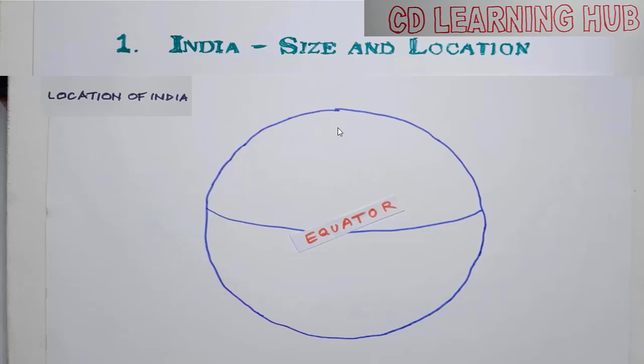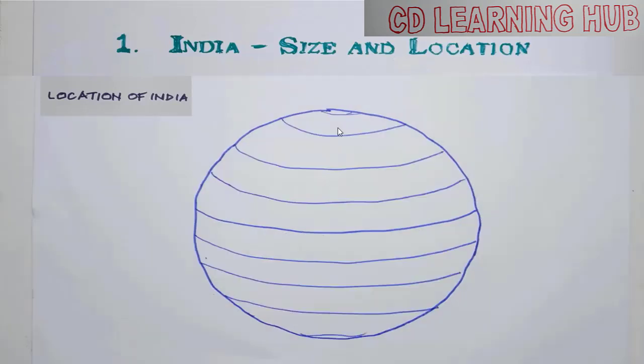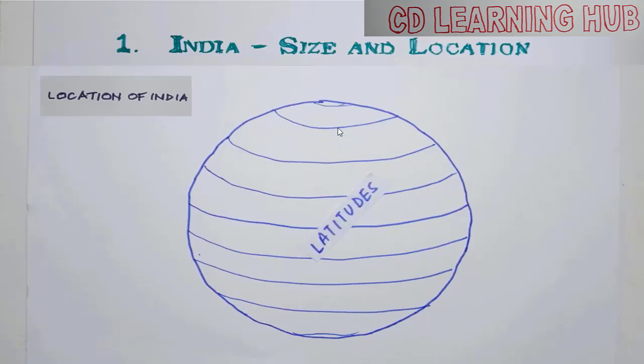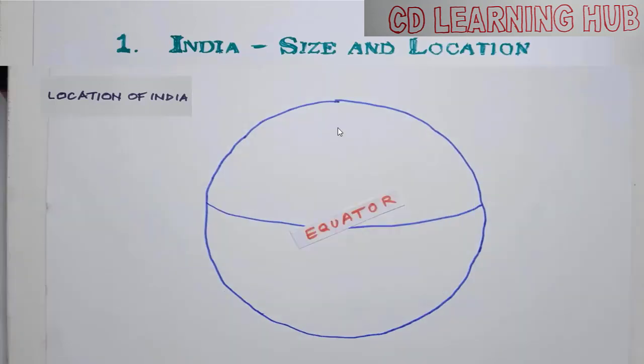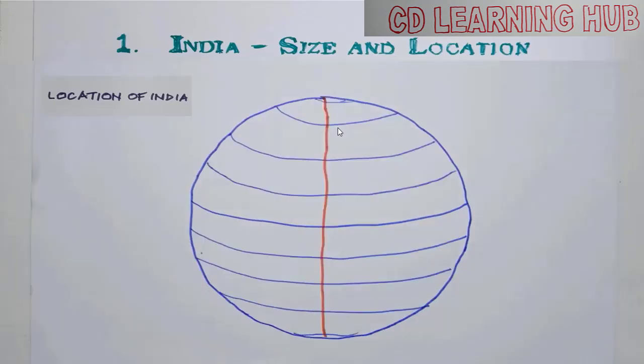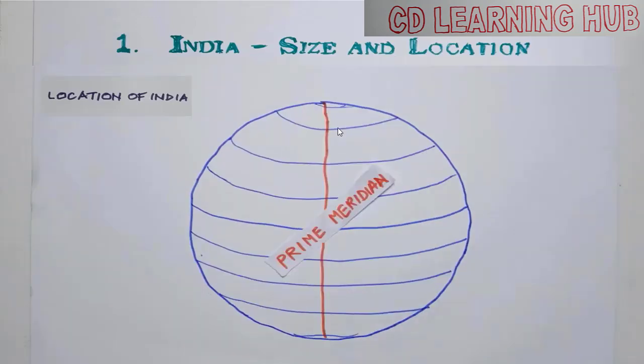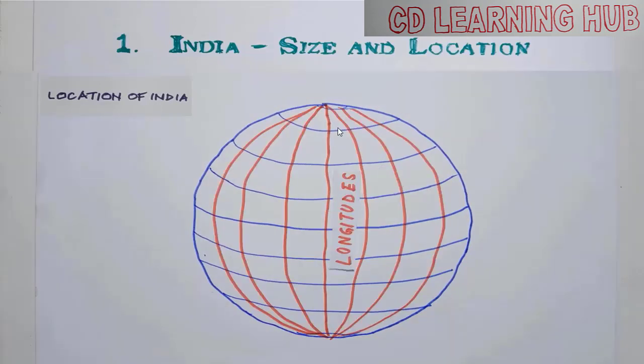In addition to the equator, there are many horizontal imaginary lines parallel to each other. These horizontal imaginary lines are called latitudes. The equator is also a latitude. Again, as discussed earlier, this vertical imaginary line from the north to the south is called the prime meridian. There are several imaginary lines from the north to the south and these are called longitudes.